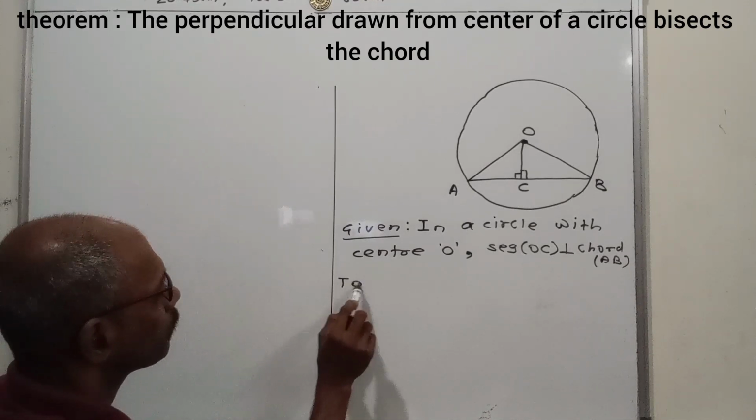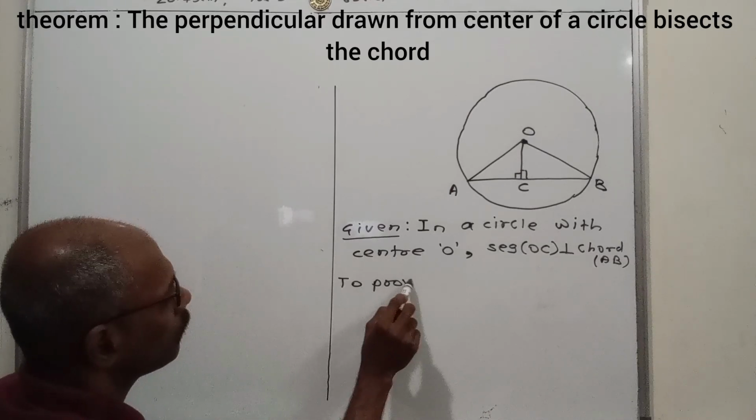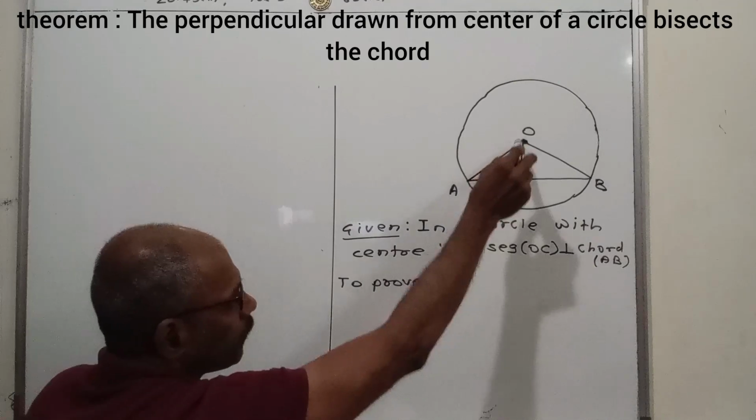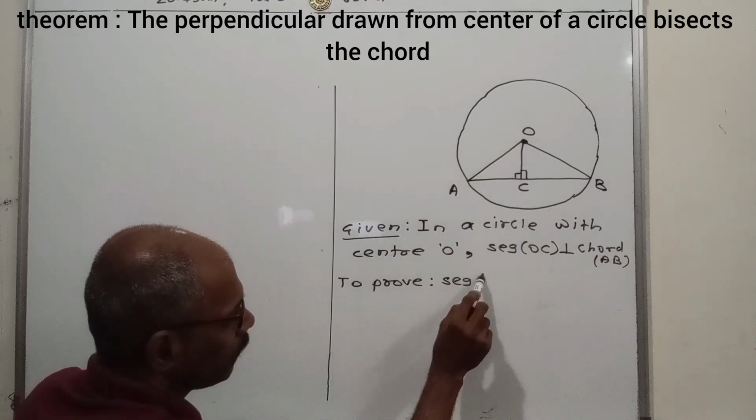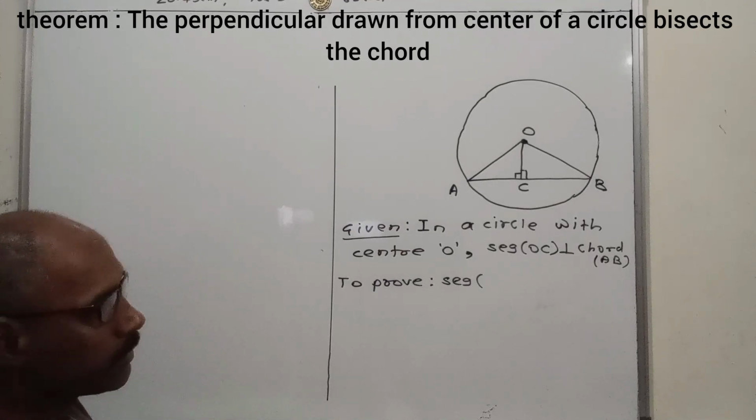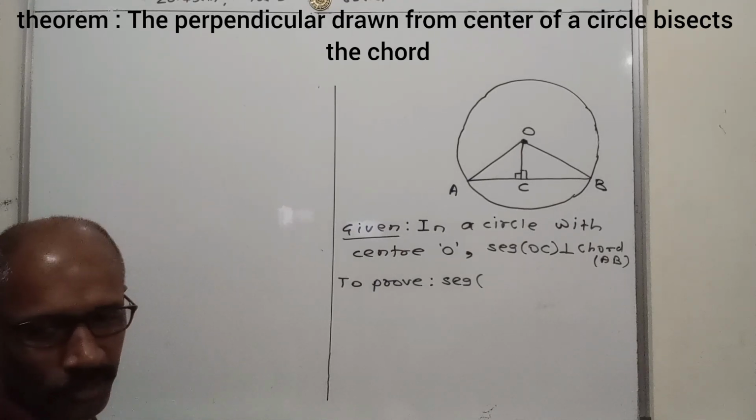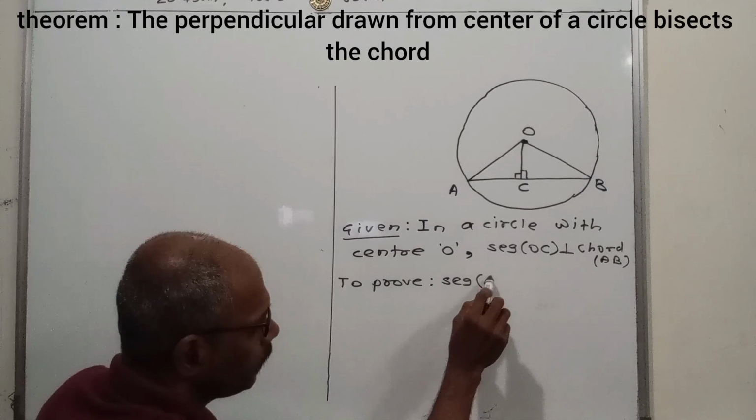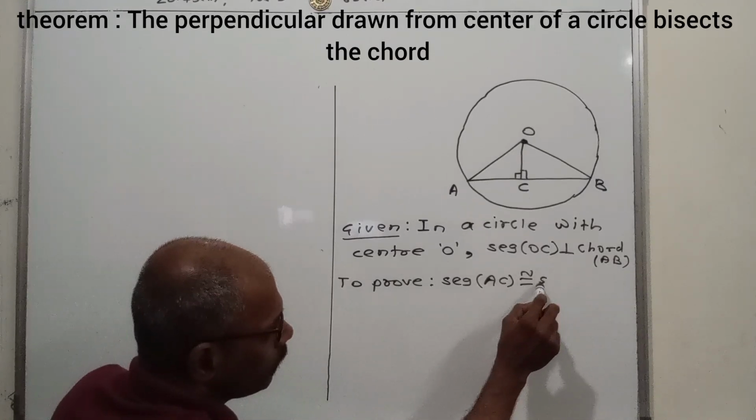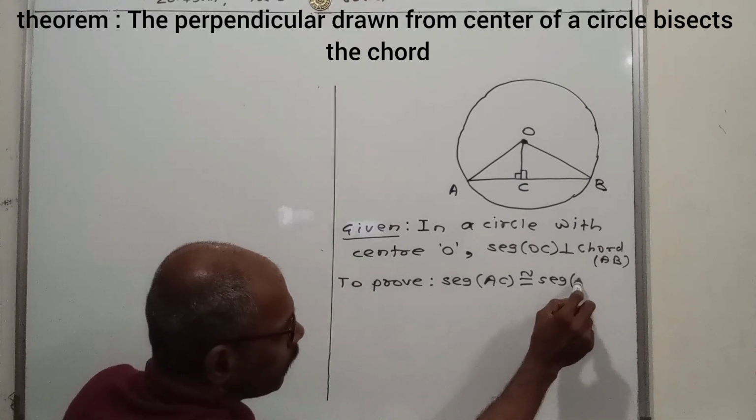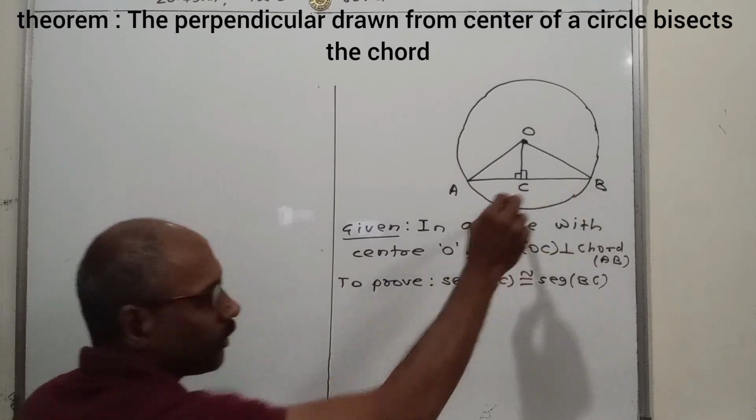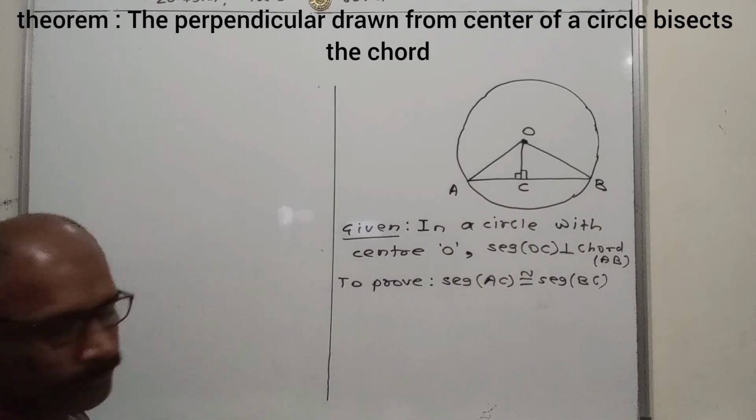Then to prove. What is to prove? This perpendicular divides segment AB into two equal parts. Segment AC congruent to segment BC. Did you get it?